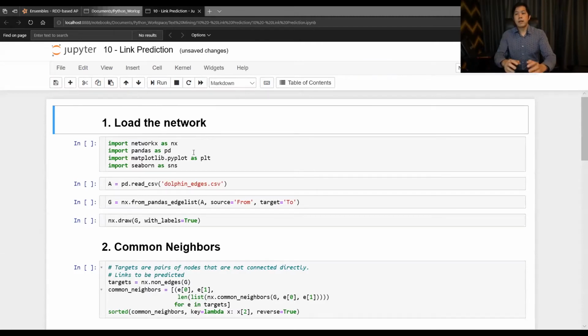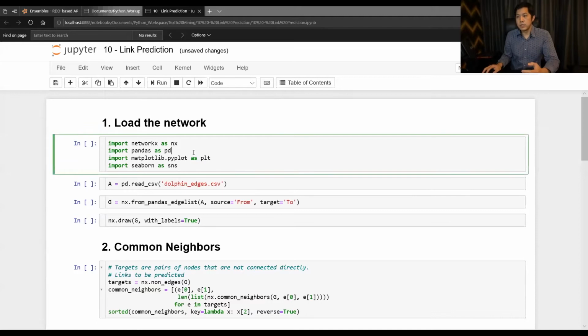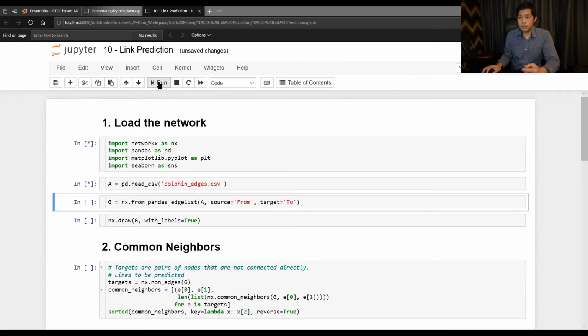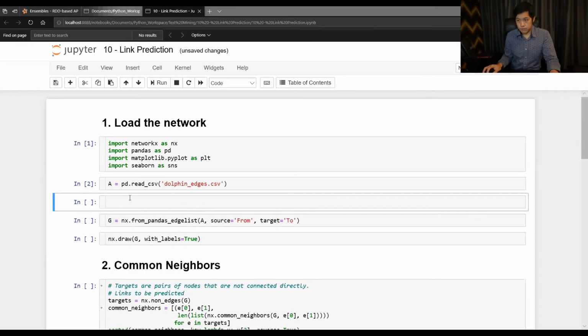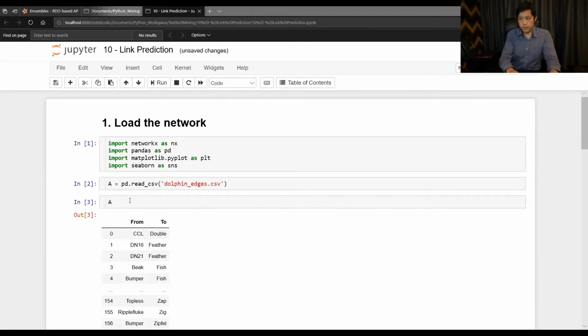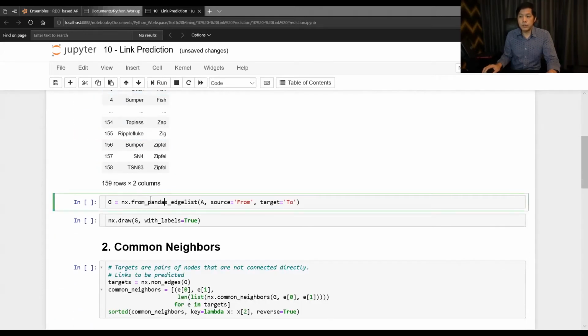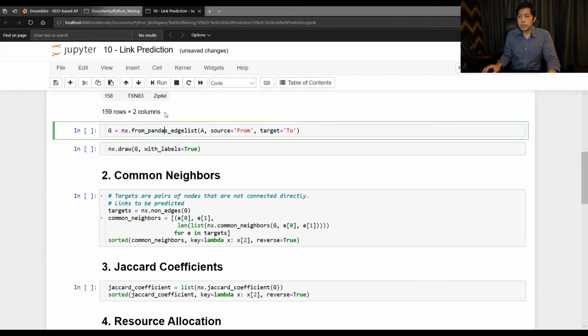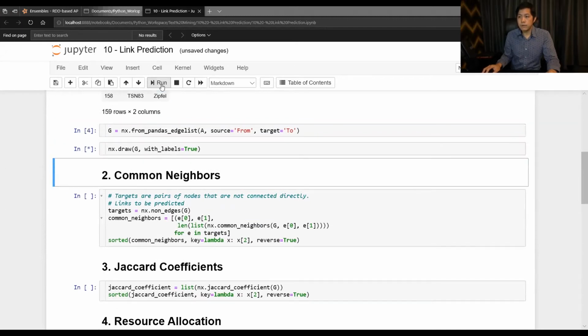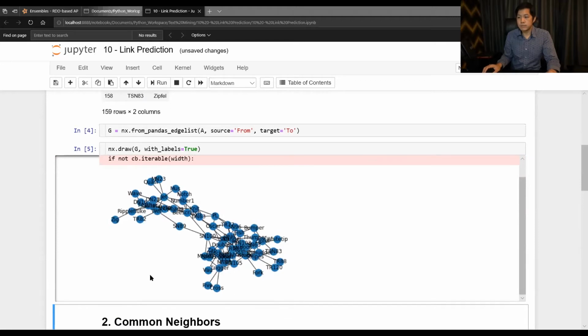Okay, I use the Dolphin edges because it contains a smaller network and it's easier to see and compute, right? So let's first load the data, load it as CSV, so that I have A here as the link between two dolphins, different names, right? And then convert it into the graph. Drawing that, we get this one.